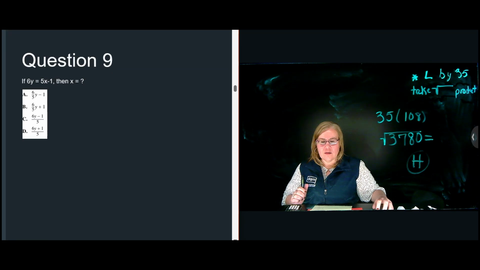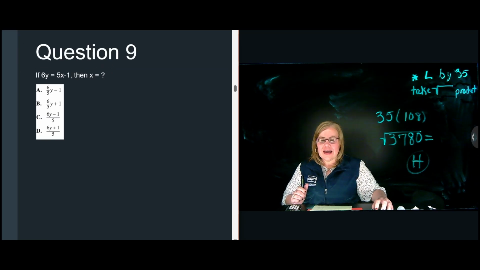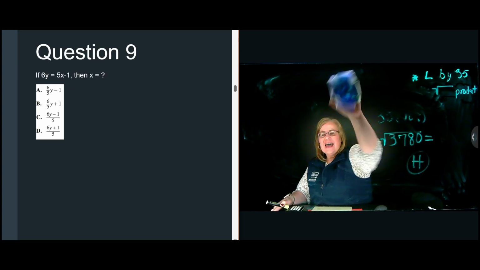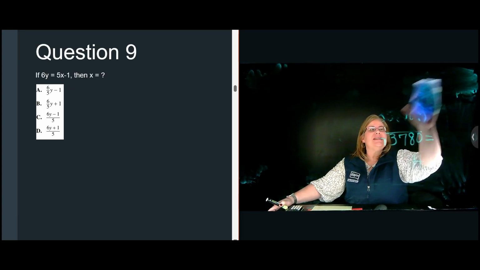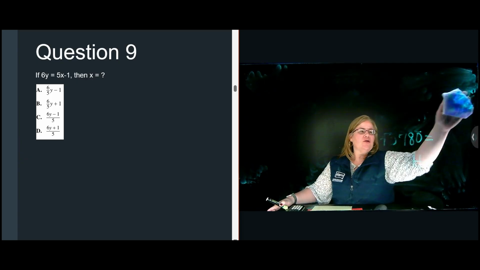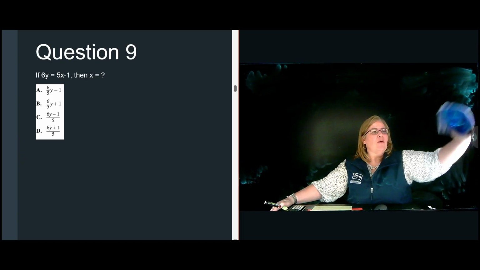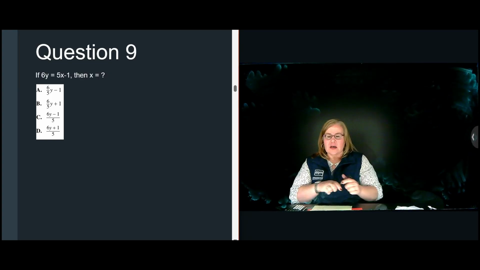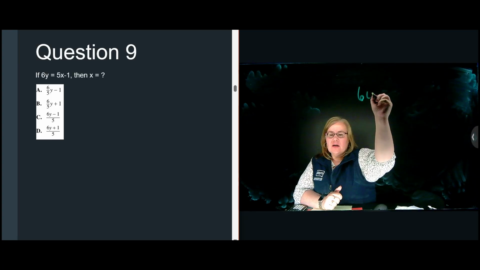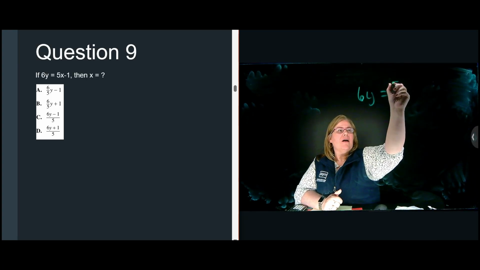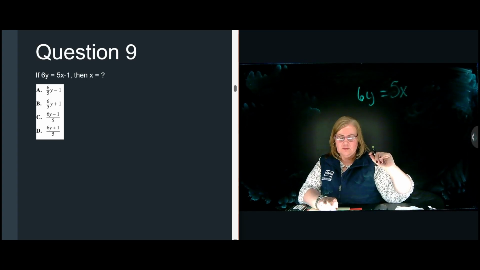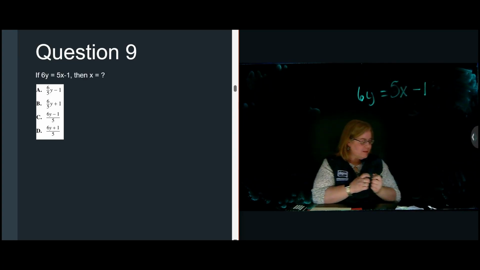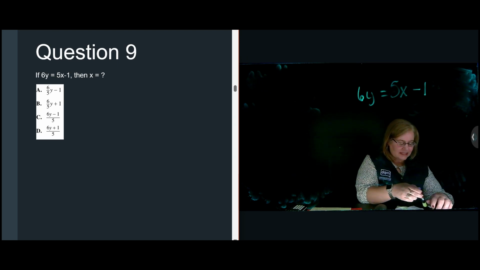All right, so let me make this one a little bigger. And it says, if 6y equals 5x minus 1, then x equals what? So this is simple algebra. I am solving for a variable. All right, so let's go ahead and look at this one. So I have 6y equals 5x minus 1. I've dimmed my light so we can really see what this looks like.